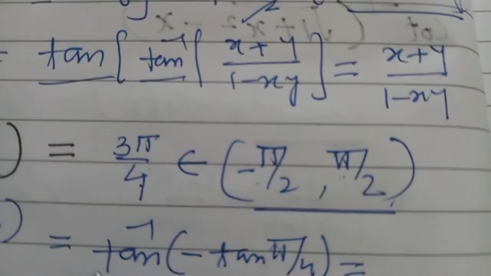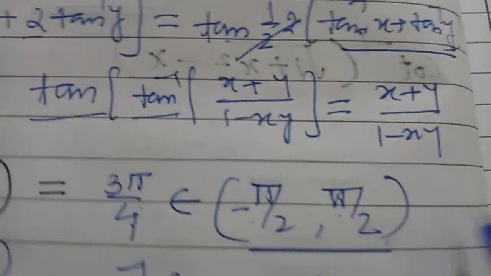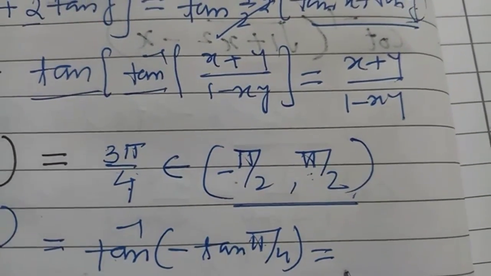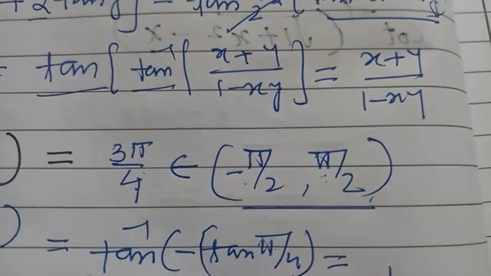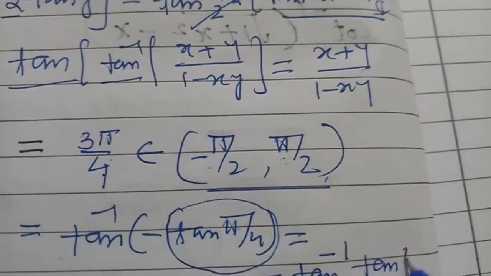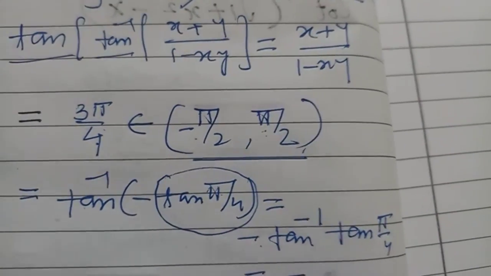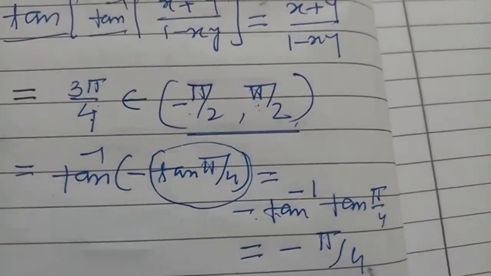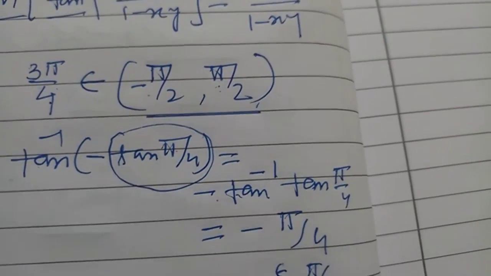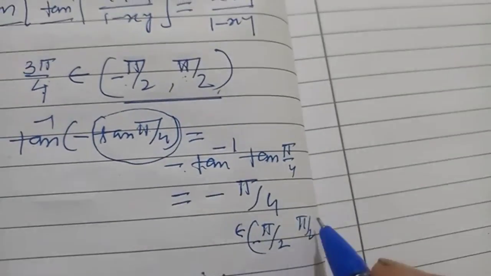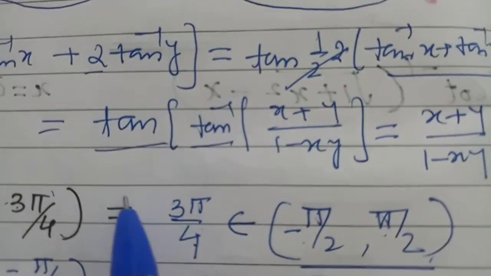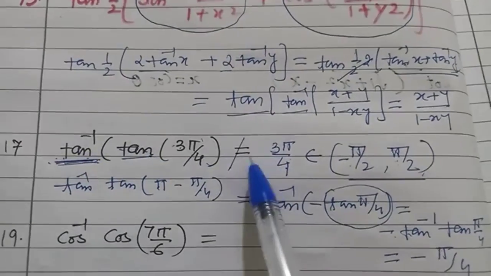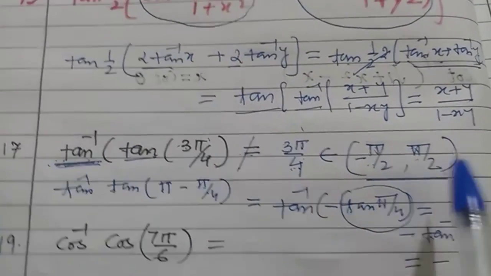Now which formula is it? It is tan inverse of minus x. What is the formula of tan inverse of minus x? It is minus tan inverse x. So minus tan inverse x. Who is your x? X is this, tan pi by 4. So it is going to be minus tan inverse tan, cancel, and the answer is minus pi by 4. This definitely belongs to minus pi by 2 to pi by 2. So therefore, this is not the answer. We cannot cancel this tan inverse with the tan because this would not belong to the particular range.